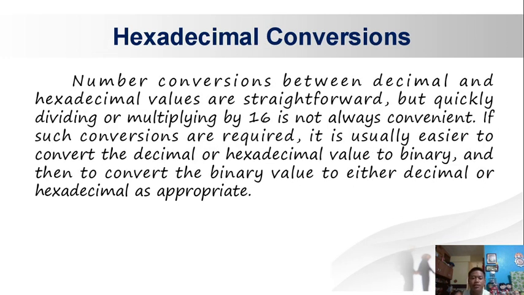Hexadecimal conversions. Number conversions between decimal and hexadecimal values are straightforward, but quickly dividing or multiplying by 16 is not always convenient. If such conversions are required, it is usually easier to convert the decimal or hexadecimal value to binary, and then to convert the binary value to either decimal or hexadecimal as appropriate.